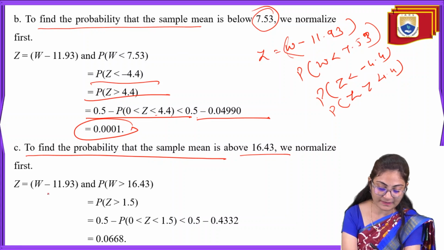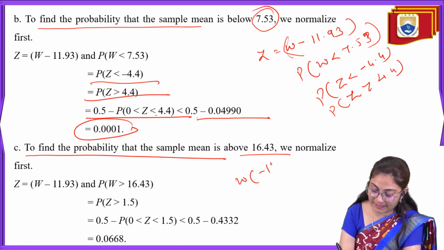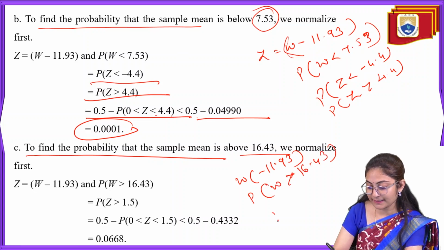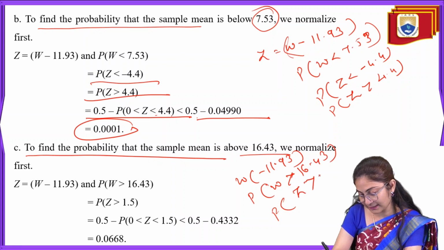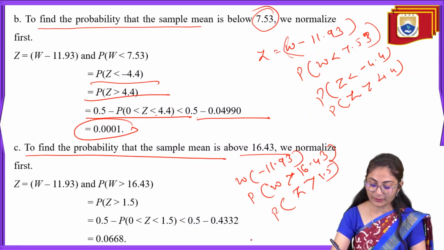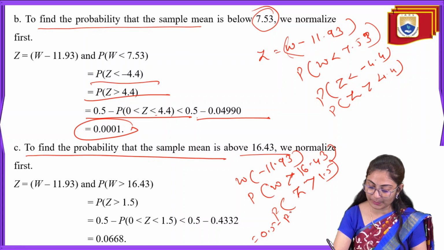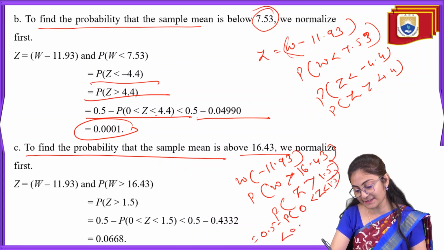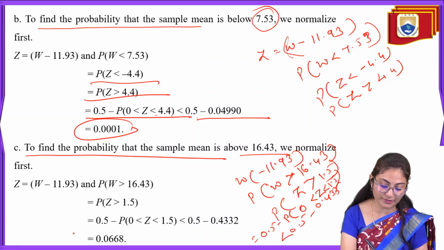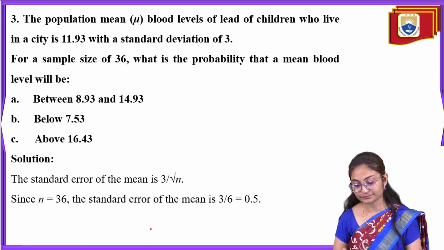Now you have to find the probability that the sample mean is above 16.43. Normalize first: w minus 11.93, and our range is w greater than 16.43. That means P of z greater than 1.5, and after solving, 0.5 minus P of 0 less than z less than 1.5, which is 0.5 minus 0.4332. So after that we will get 0.0668.